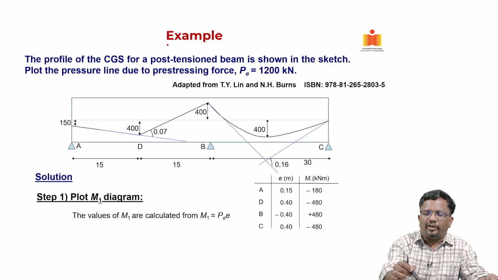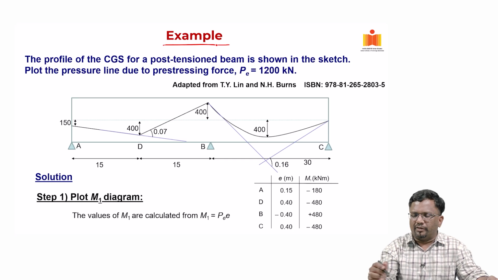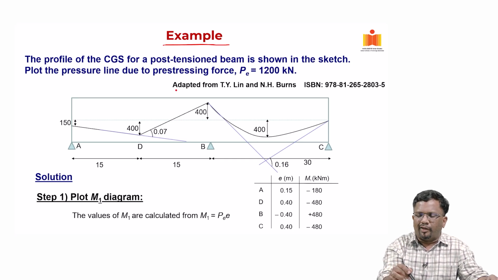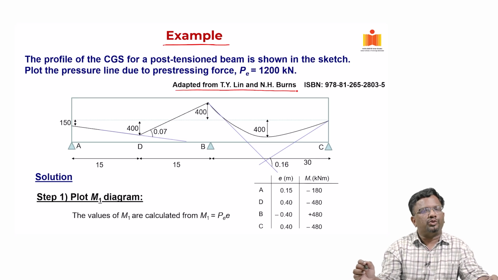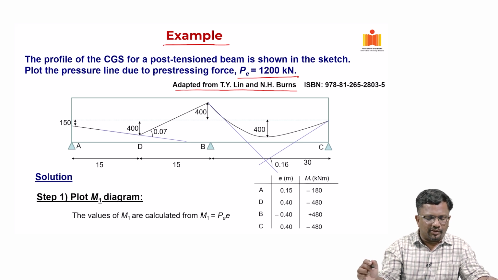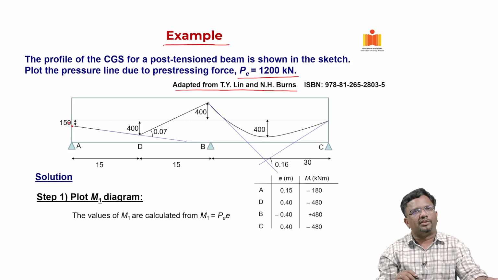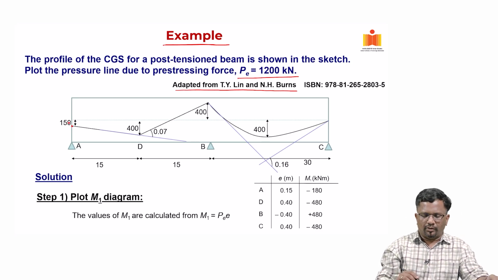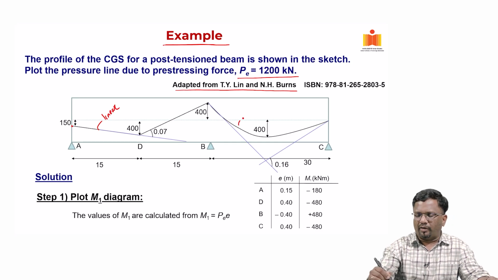Now, let us go through an example, then it will become very clear. This is an example that we have slightly modified, that we have taken from T.Y. Lane and Burns, and this is a 2-span continuous beam which has an effective prestressing force of 1200 kilonewton, and you can see that at this location you have a constant eccentricity of 150 millimeter, and it has a linear profile here, and here you have a parabolic profile.